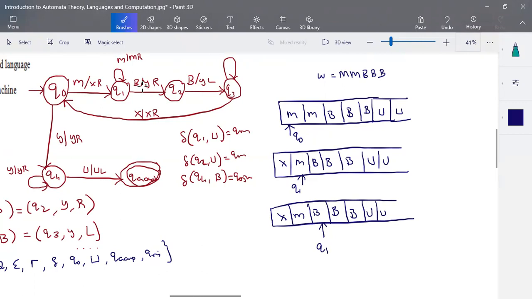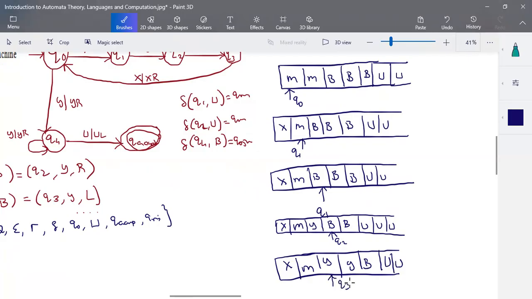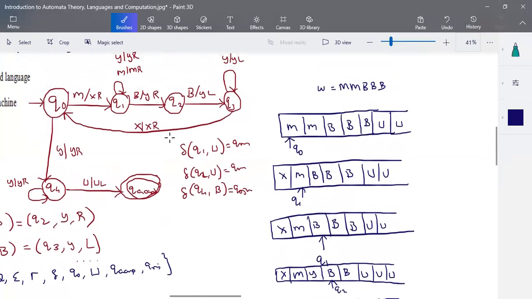So in Q1, if the input is B, B will be converted to Y. At this place, this B will be converted to Y. Remaining symbols will remain as it is. And we are making a right side move to Q2 state. Now in Q2, when the symbol is B, B will be converted to Y and we are making a left side move here. So this is called simulation, step by step showing how exactly it is working. Always remember the transition here: in Q2, after converting this B to Y, we are making a transition to Q3 state. And in Q3, we'll be coming back.